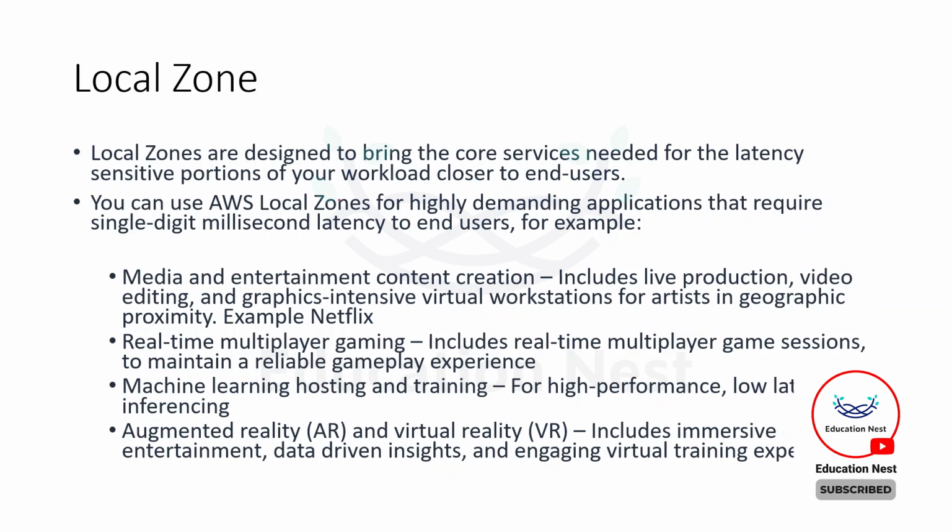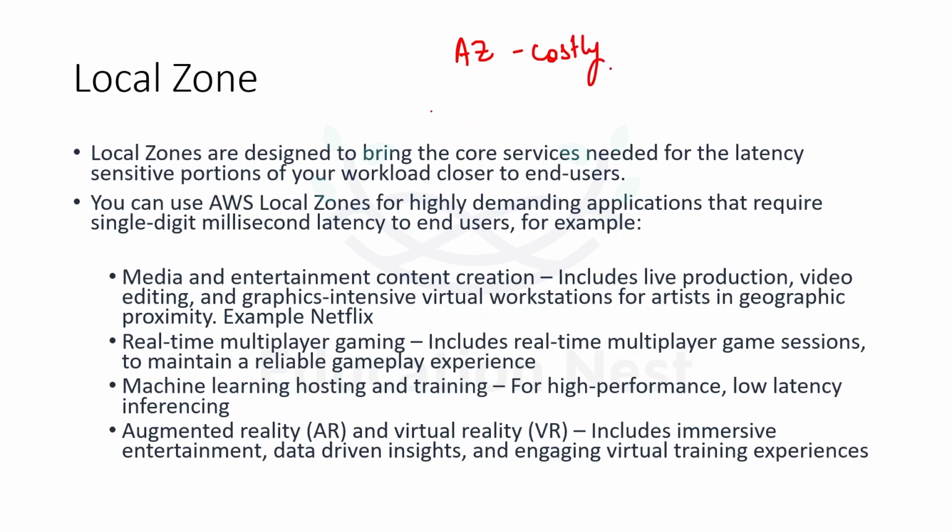But local zone, you can understand it as, because availability zones are costly to create for AWS, AWS created the concept of local zone, which are very closely or nearby available. And these are higher in number than availability zones, because we want to bring the core services nearer to the end users. So if you want your core services nearby to your user, then you can deploy those services into local zone instead of availability zone.